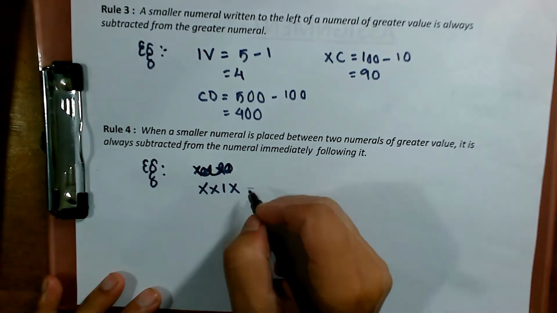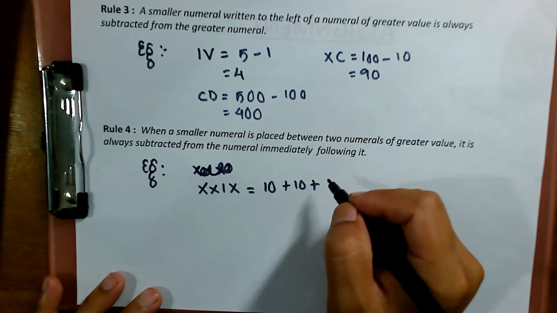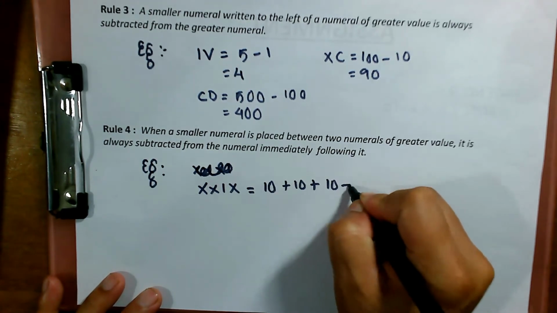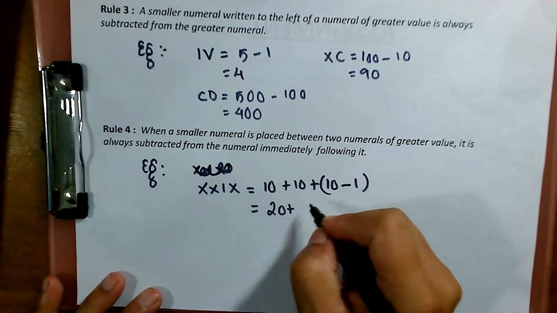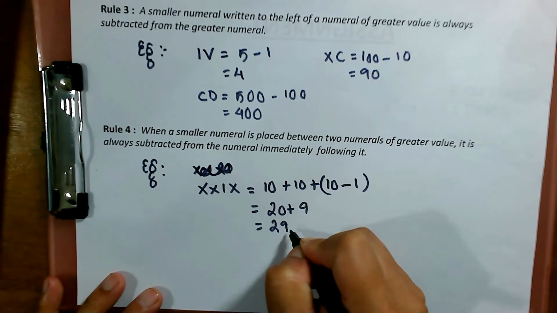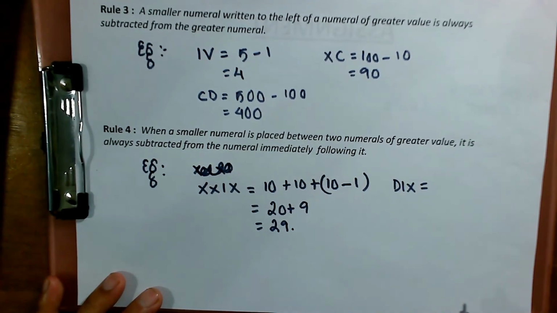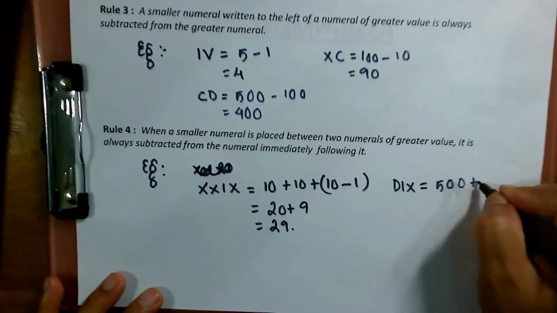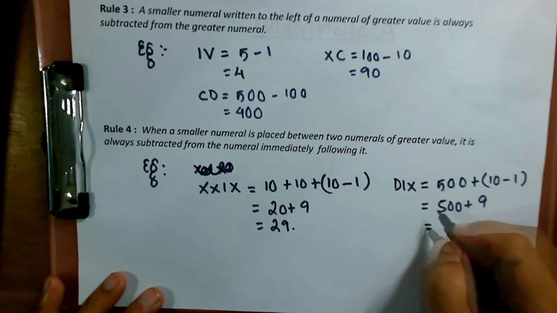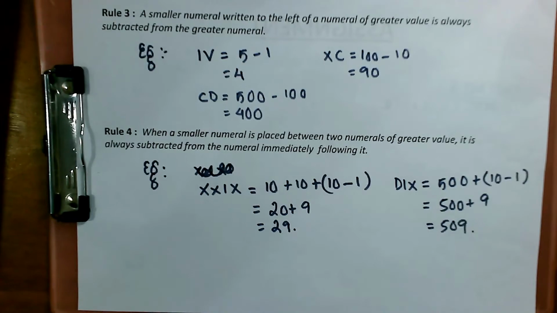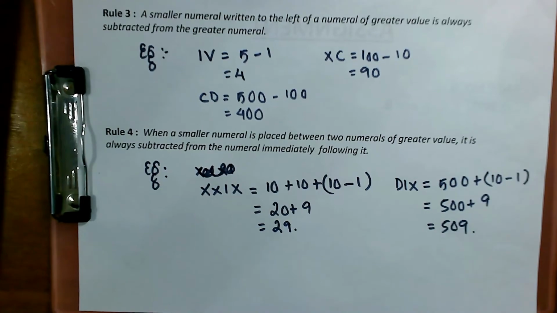So what we are going to do here is 10 plus 10 plus, so I is followed by X. So we do 10 minus 1. So here you will get 10 plus 10 is 20 plus 10 minus 1 is 9. So you will get 29 as the answer. So similarly DIX. I is placed in between D and X. So what we are going to do is 500 plus 10 minus 1 equals 500 plus 9 equals 509. So those are the rules for how to write numbers using the Roman system.